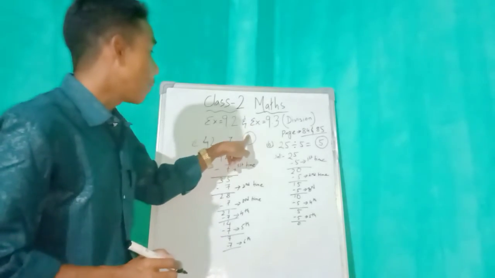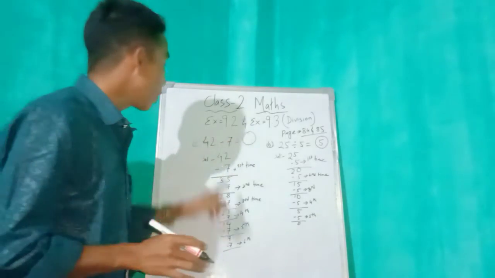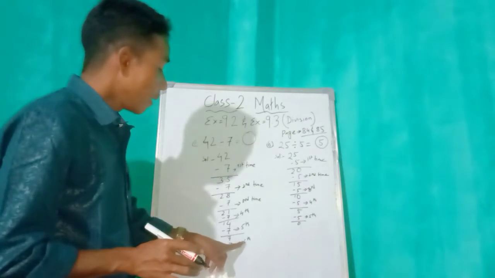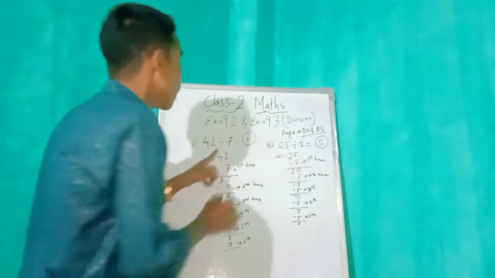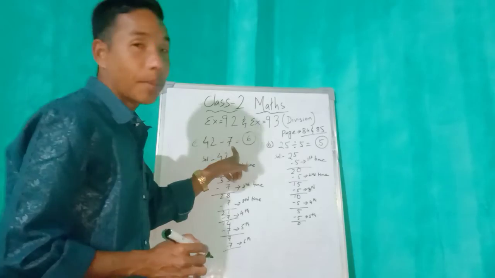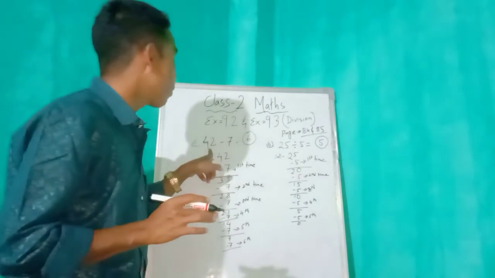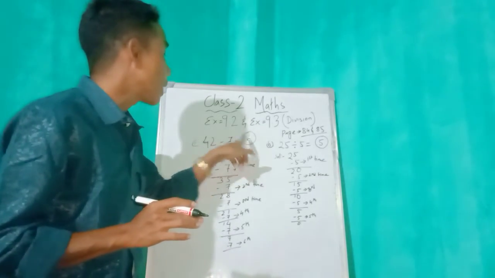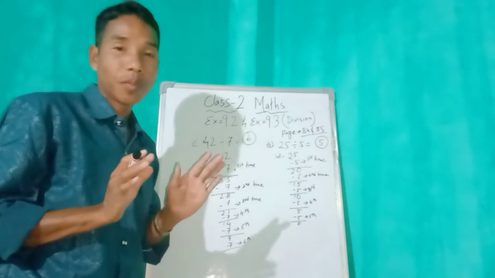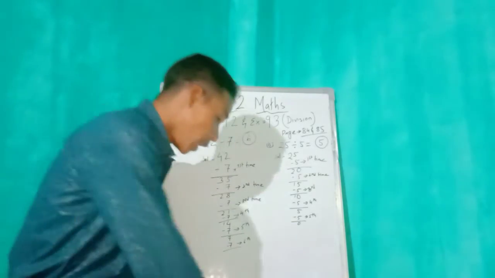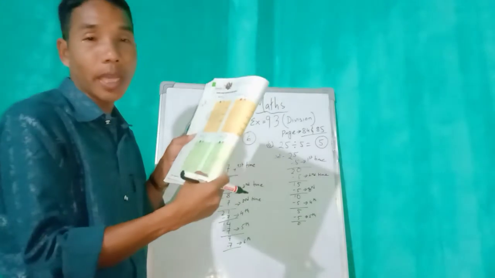So in the 7 table, in which place are we going to get 42? In the 6th. That means in the 7 table, in the 6th position we are getting 42. 6 7s are 42. Have you understood? Okay, you try to do number D by yourself at home.